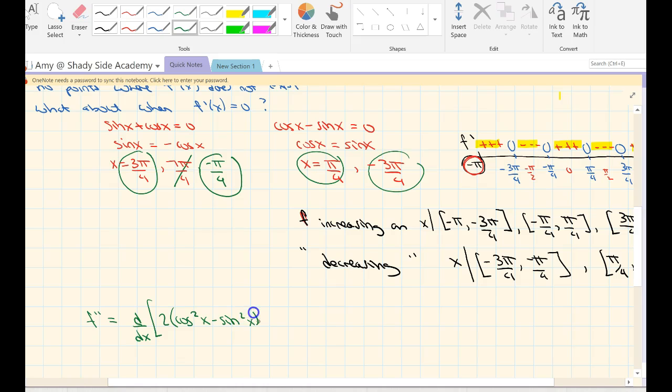Albert, this is for you. If you're taking the derivative with respect to x of any constant times a function, this is the same thing as just saying 2 times the derivative with respect to x of cosine squared x minus sine squared x. In other words, any constant factor you can just pull straight through, and it'll just wait until you take the derivative here.